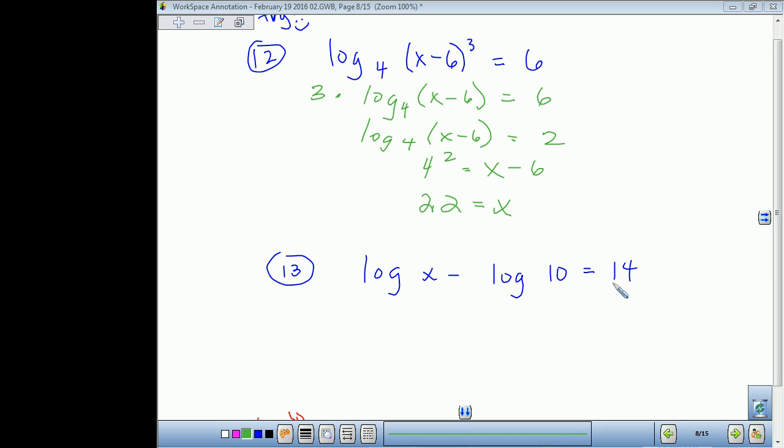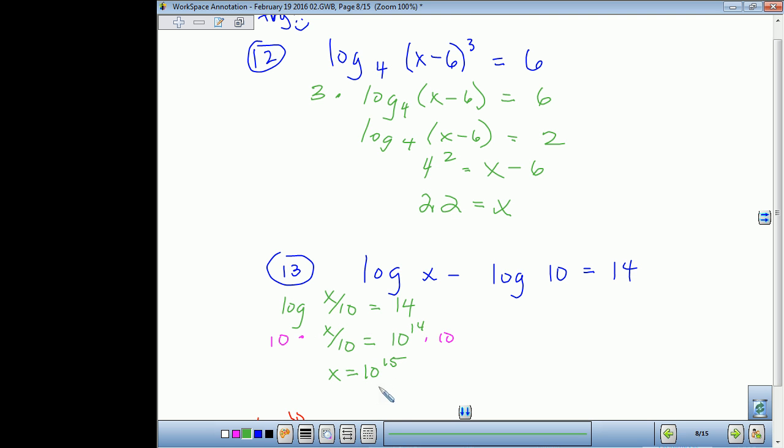Alright, two ways to think about number 13. First way, we can think about subtraction and we can rewrite it as a single log using what? Division. Okay, and then we can switch forms because we have a simplified logarithmic equation. So this would become 10 to the 14th. And then obviously we would multiply both sides by 10. So x is 10 to the 15th.